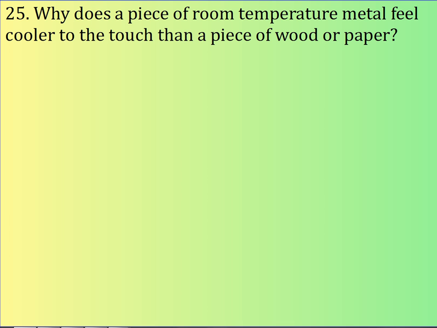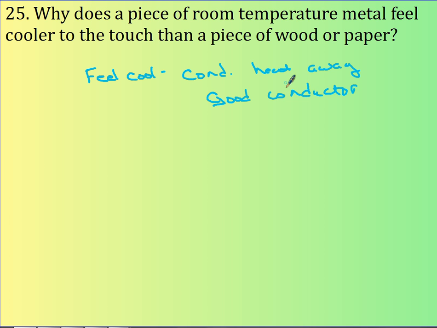Why does a piece of room temperature metal feel cooler to the touch than a piece of wood or paper? Well, it has to do with heat capacity and which one conducts heat better. If you touch it and it feels cool, that's because it's conducting heat away. And it's conducting heat away if it's a good conductor. So you have a good conductor conducting heat away. You feel like it's cooler. It's your perception. The temperature is still the same.